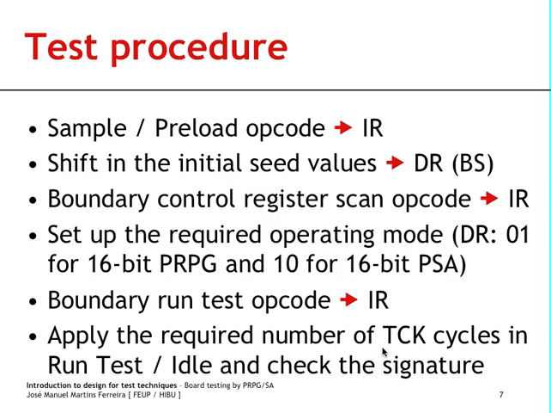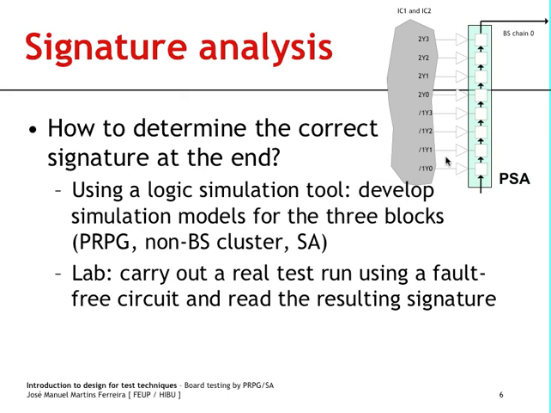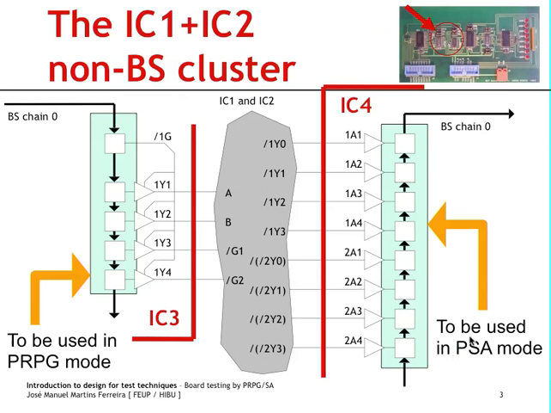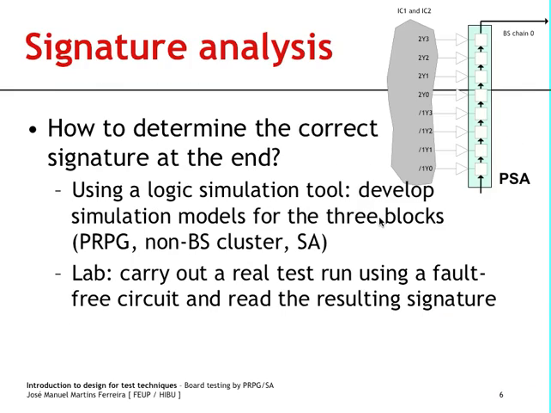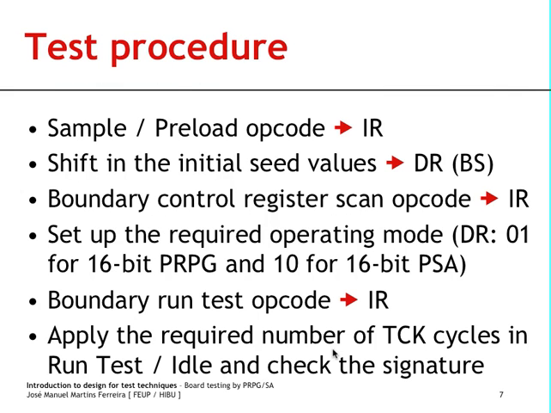When this number of test clock cycles has been applied, then the device in the right, that is to say this device here, will contain the fault-free or the faulty signature in its PSA structure. I leave it up to you to explain how we can shift this resulting signature out. So this test procedure takes us to the end of the test, but the only step that is not yet referred here is that the signature is now present in the device on the right. The question is, how do you shift it out?